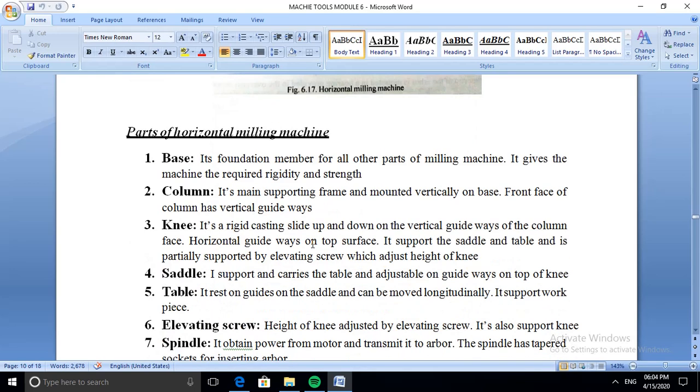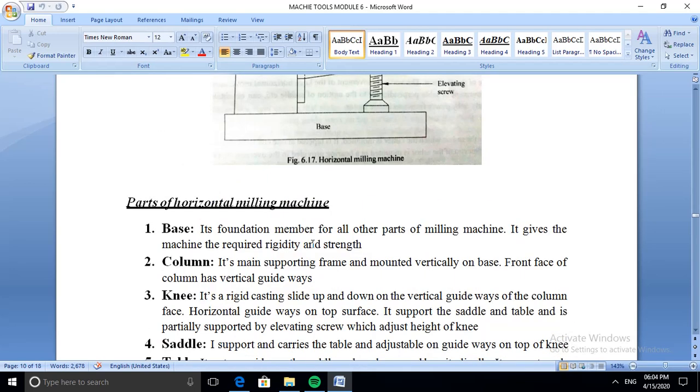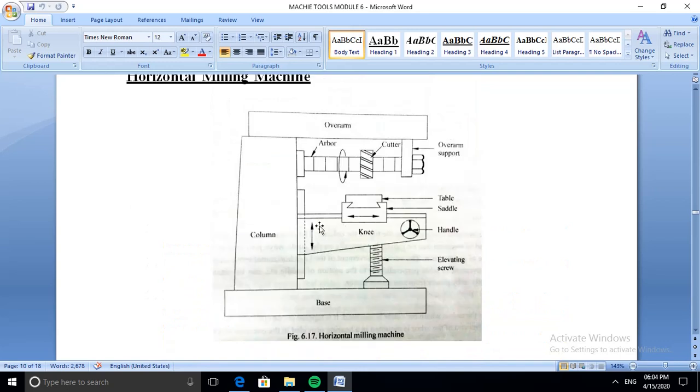Then the knee. Consider the knee: it can be moved up and down on the column, and the workpiece is placed above this knee. Above the knee there is a saddle, and above that there is a table. On that table we can fix the workpiece by using a machine vise or any other holding devices.